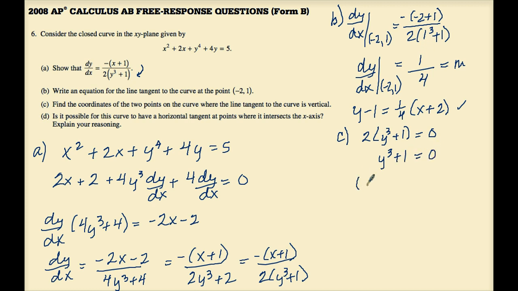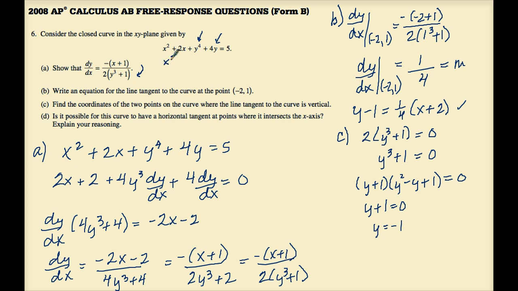Notice this is a sum of cubes, and it factors this way. y plus 1 times y squared minus y plus 1 equals 0. This means that y plus 1 equals 0 yields the y value at which the tangent lines are vertical. y equals negative 1. Now we're going to need to plug that back into the original function to find the x values that correspond to a y value of negative 1.